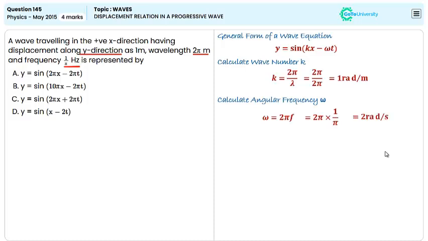Let us substitute the values of k and omega in the wave equation. We get y is equal to sine of kx minus omega t, which is equal to sine of x minus 2t, where k is 1 and omega is 2. Therefore, we have the wave equation y is equal to sine of x minus 2t, option D as the answer.